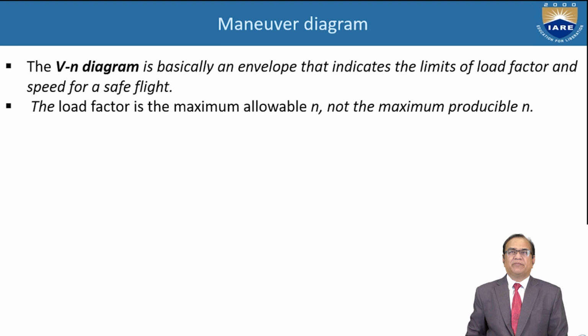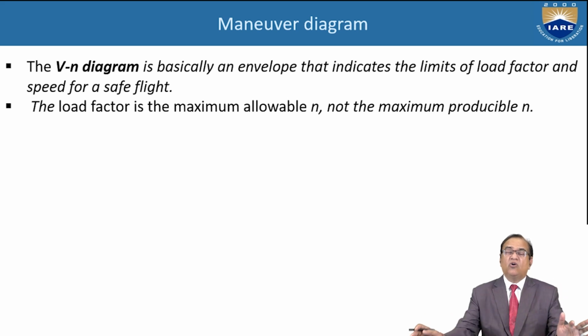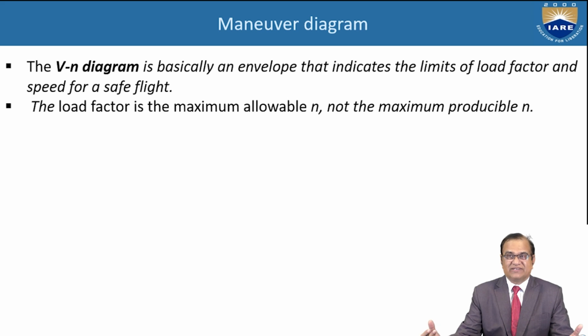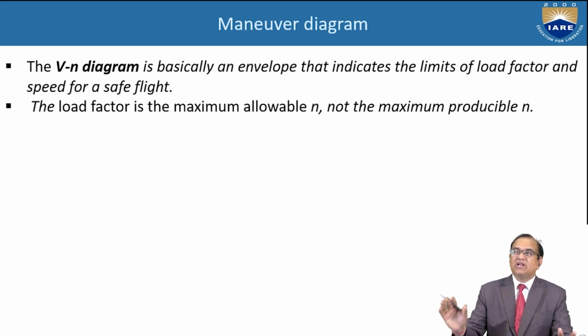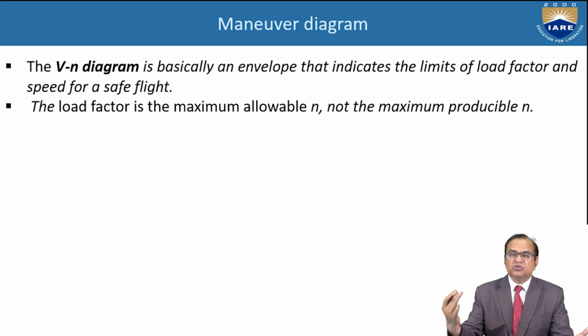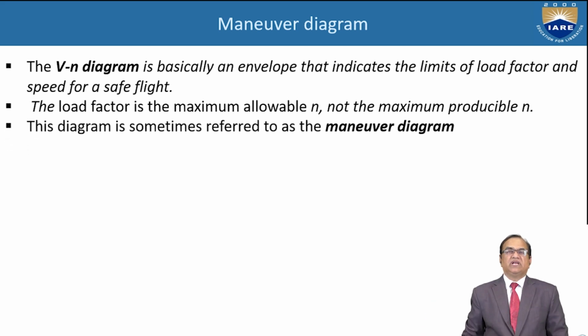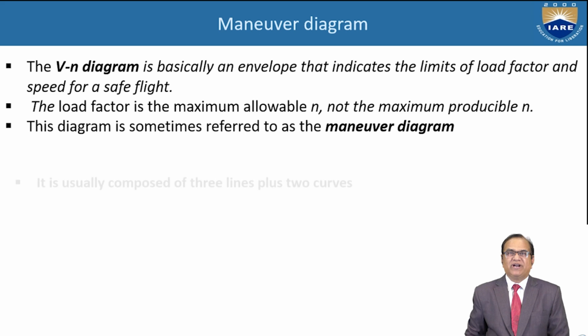The load factor is the maximum allowable n, not the maximum producible n. So the load factor which we have drawn here is the maximum allowable load factor, not the maximum producible load factor, because the maximum producible load factor depends upon the thrust of the aircraft, but the maximum allowable load factor depends upon the weight of the aircraft. This diagram is sometimes referred to as the maneuver diagram.